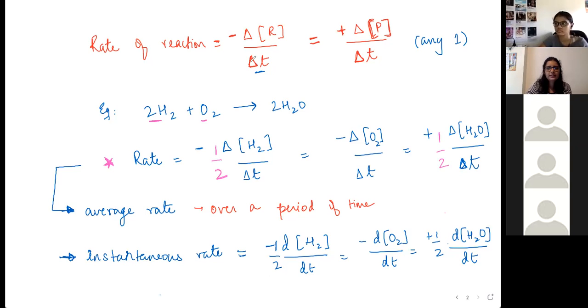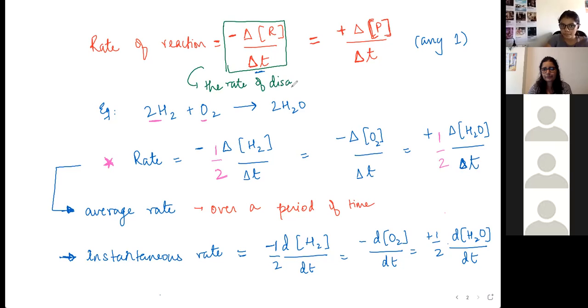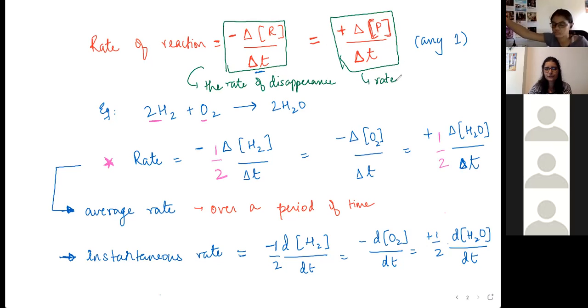Cool. So individually, if you consider just this part, this is basically the rate of disappearance of the reactant. And this, individually, is the rate of appearance of the product. As the reactant disappears, the product will appear, because that's what the reaction is. That's why the rate of disappearance of the reactant will be equal to the rate of production or appearance of the product.